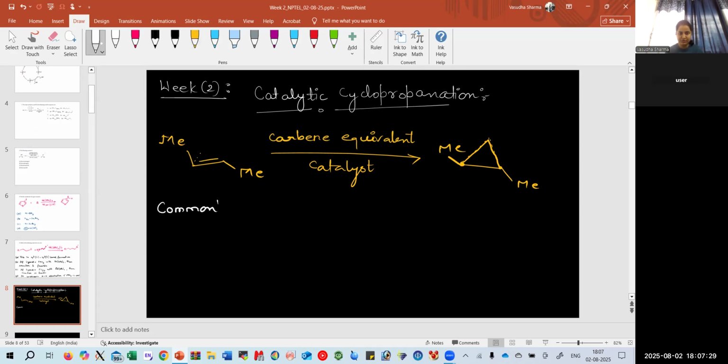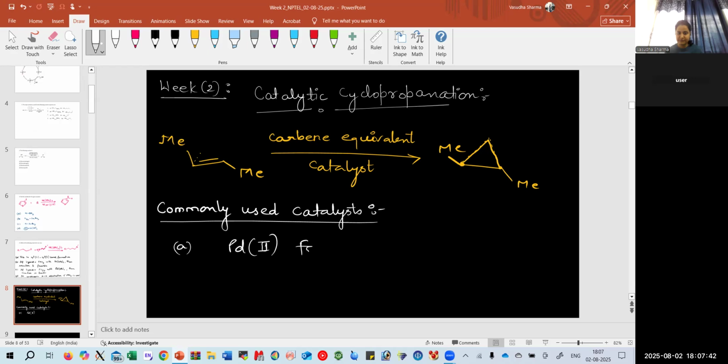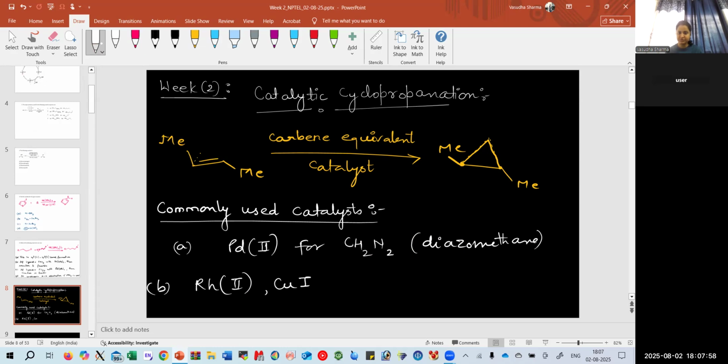In this scenario, the commonly used catalysts are: first one, we know that palladium we can use if we have CH2N2, which is diazomethane. This works as a carbene equivalent. Or rhodium in combination with copper iodide. This can be used for diazoester.